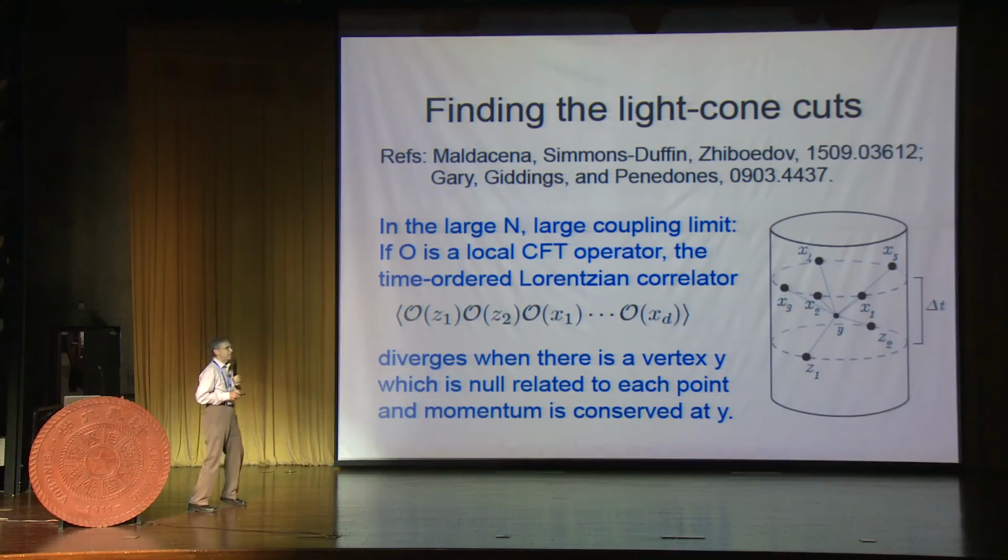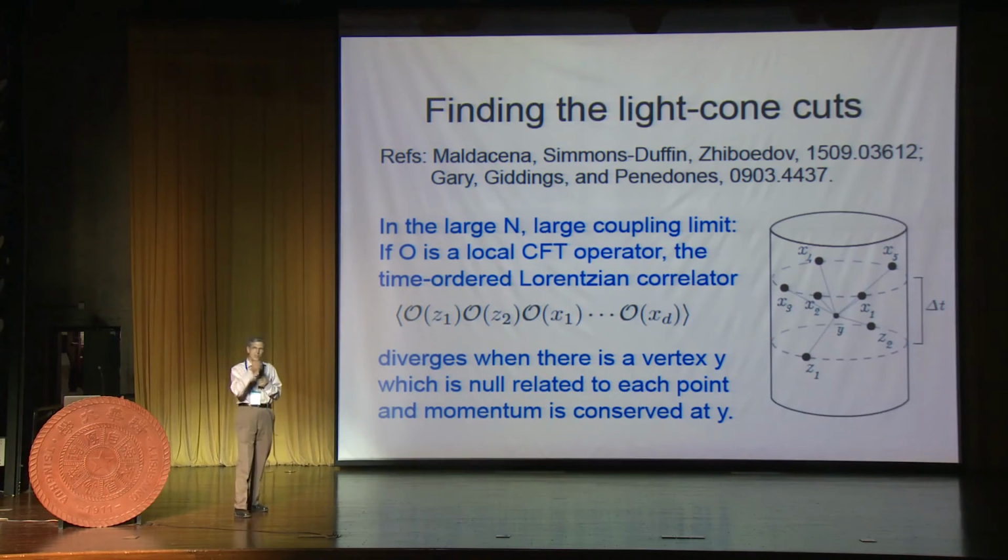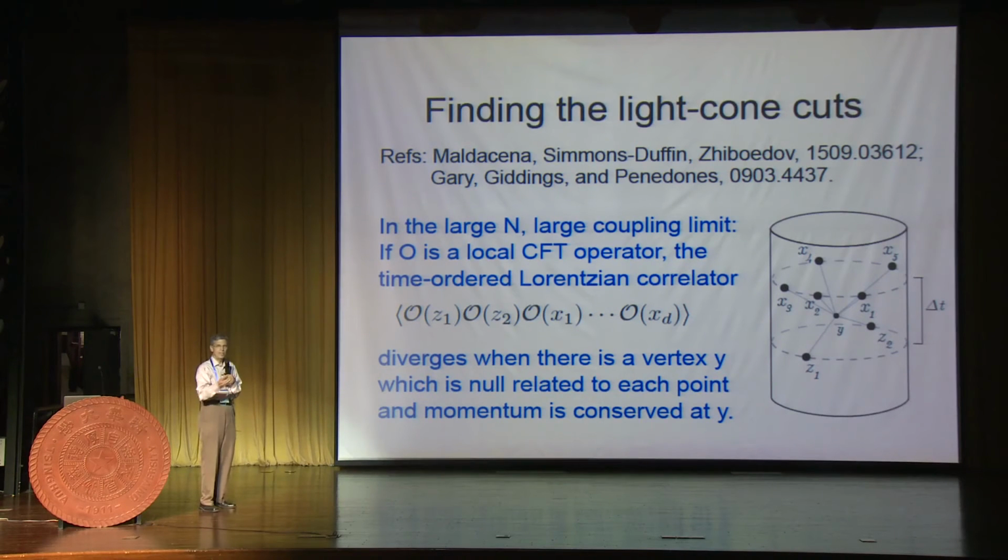OK. Now I have to complete the story. So I've told you that if you have a space-time which is asymptotically anti-de Sitter, you can define this space of cuts. And given the space of cuts, you can reconstruct the conformal metric. But in holography, we want to get everything from the dual field theory. And so here's how you can do it.